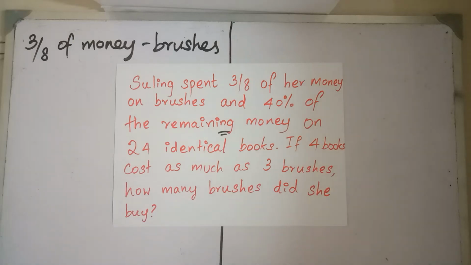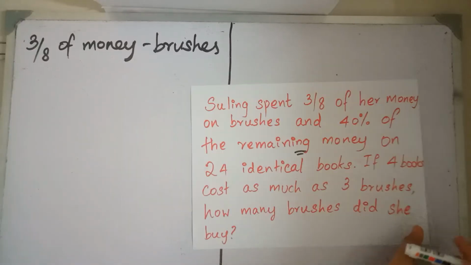In this video, we'll be looking at a word problem. So the question states that Suling spent 3/8 of her money on brushes and 40% of the remaining money on 24 identical books. If 4 books cost as much as 3 brushes, how many brushes did she buy?